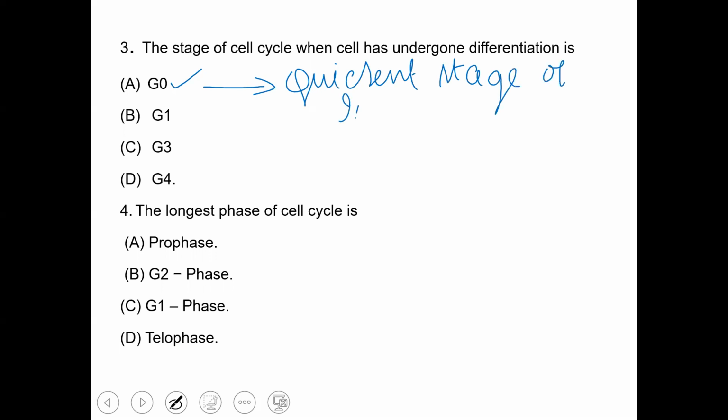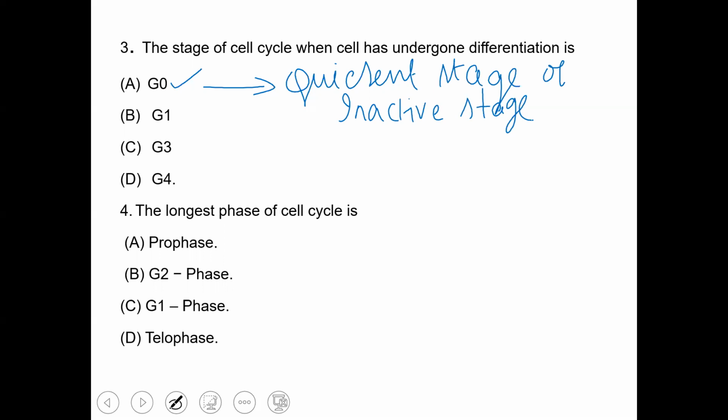Next question. The stage of cell cycle when the cell has undergone differentiation. So when the cell undergoes the process of differentiation, because during certain conditions like cell repair, cell loss, in order to recover from the damage caused to the cell at various stages of the cell cycle, it will enter a phase called the G0 phase, right? G0 phase is also called the quiescent stage, or it is also called the inactive stage or inactive phase, right?